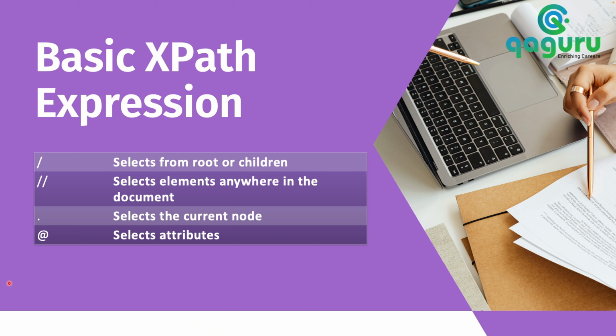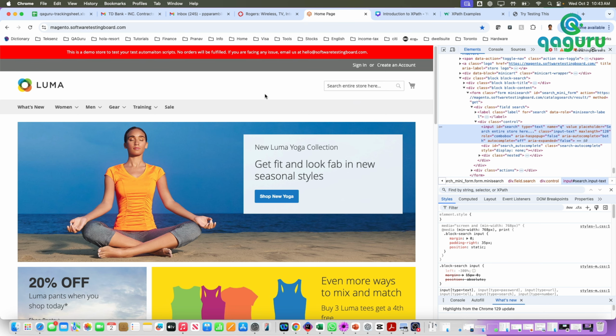The next expression we are going to learn is a dot. That selects the current node. That means we can explicitly specify the current node using a dot. How do we do that? Let's learn it with an example. Take a look at a project application, Luma, and suppose we have to enter some values into this search box. So how do we do that? We have to locate this element first, right? So let us inspect and find it out.